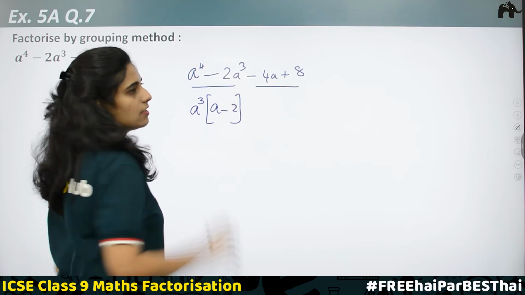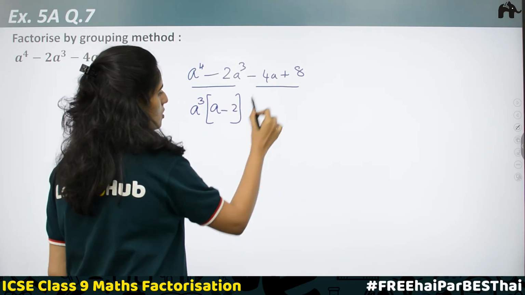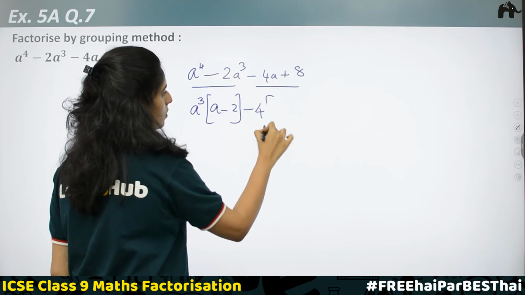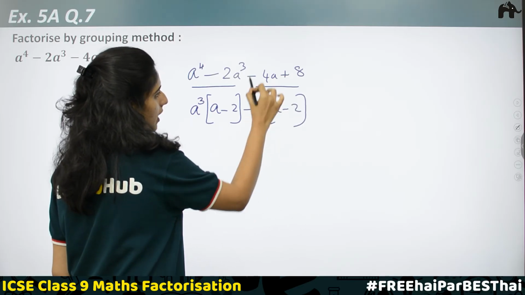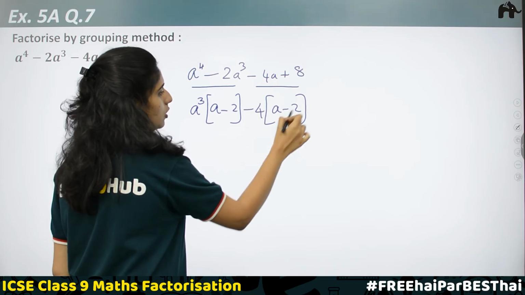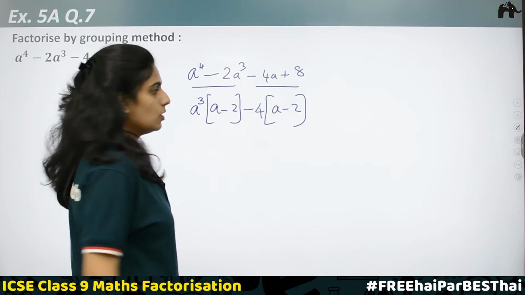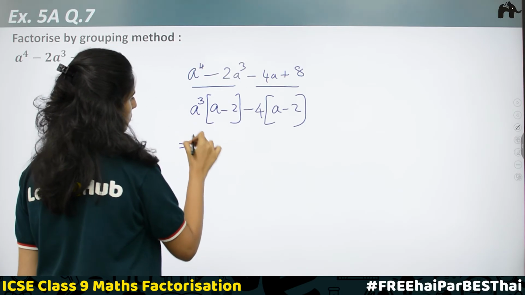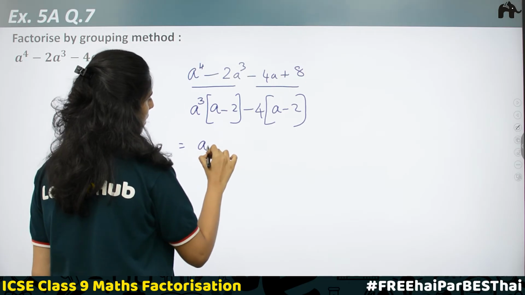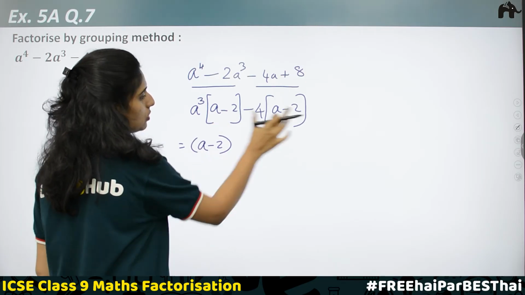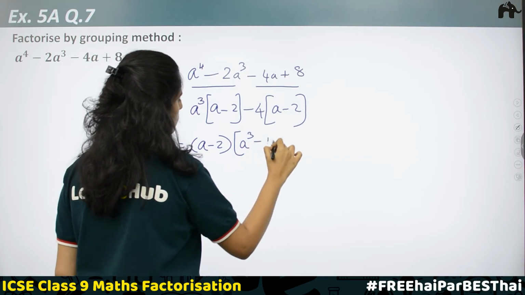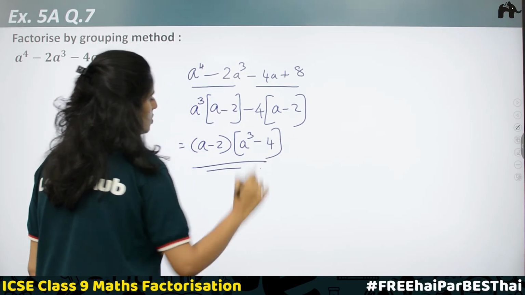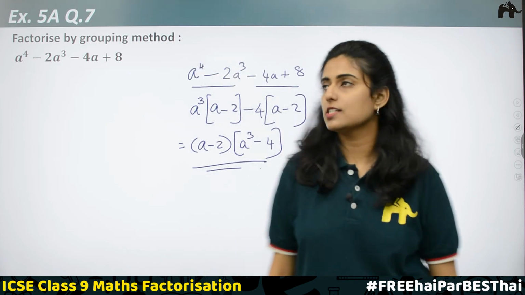What about this? Here what is common? 4 is common. So minus 4 can be taken out. (a minus 2). Okay. Minus 4 into a is minus 4a. Minus 4 into minus 2 is plus 8. Okay. And that is equal to. Here a minus 2 is common to both these terms. Taking out, then you will be having a cube minus 4 inside. So (a minus 2) into (a cube minus 4) is the answer.